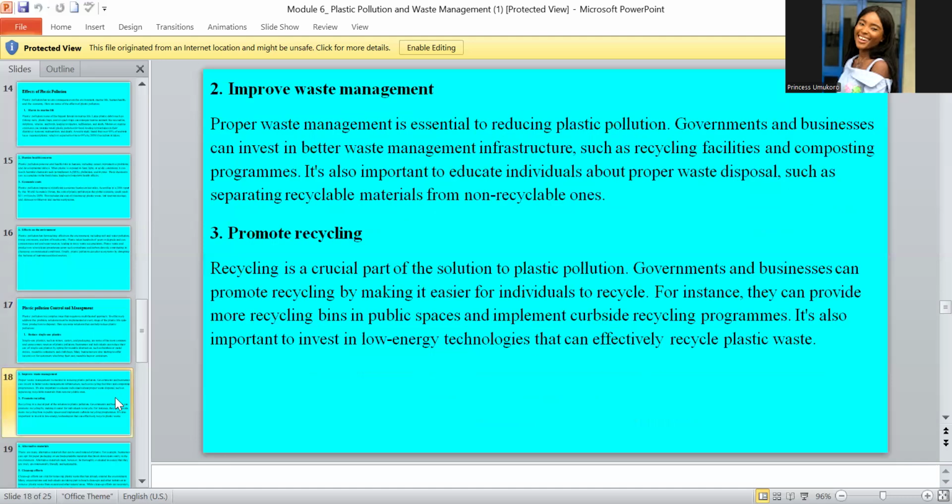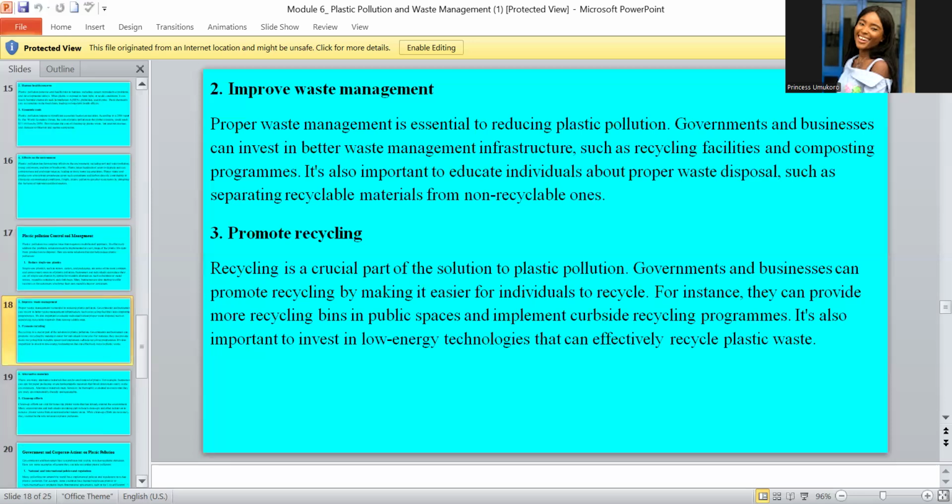Number two, improve waste management. Proper waste management is essential to reducing plastic pollution. Governments and businesses can invest in better waste management infrastructure, such as recycling facilities and composting programs. It's also important to educate individuals about proper waste disposal, such as separating recyclable materials from non-recyclable ones.